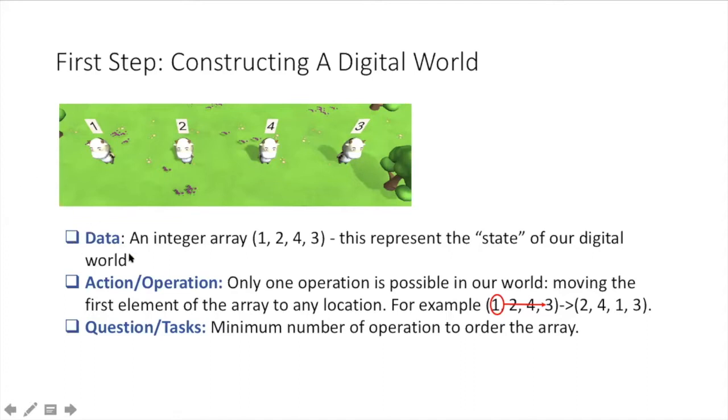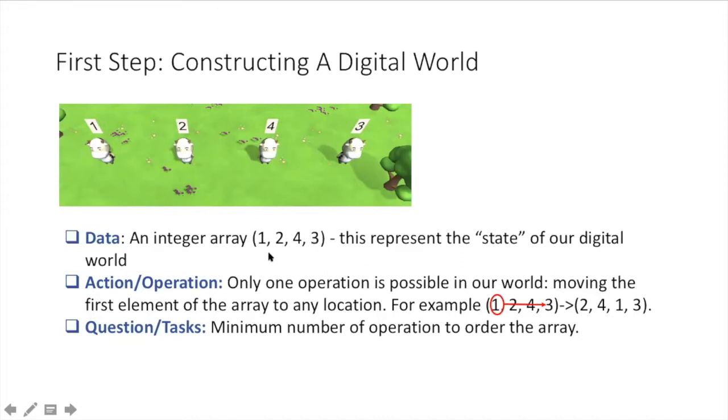You have data. So again, like I said, the cows and Farmer John are not important. It's this array of the cows' IDs initially. So in this digital world, you have an integer array, 1, 2, 4, 3, right, corresponding to this. So in fact, it represents a state of the world.